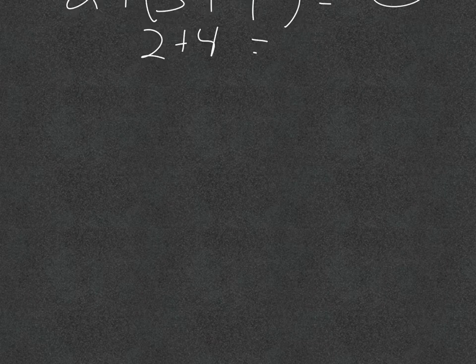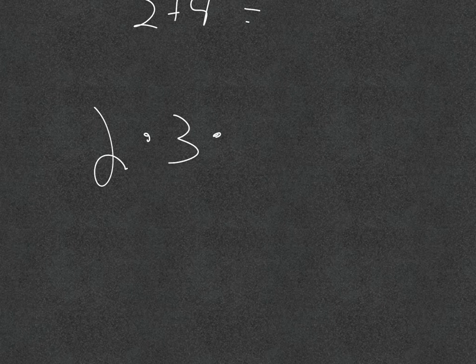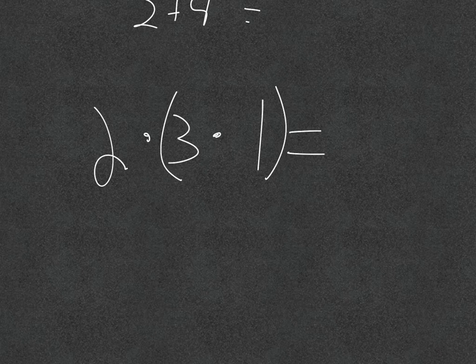Let's do one quick multiplication example. So we could say we got 2 times 3 times 1, okay? And we want to multiply that like this, okay? So 3 times 1 is 3, times 2, right, is 6, okay?